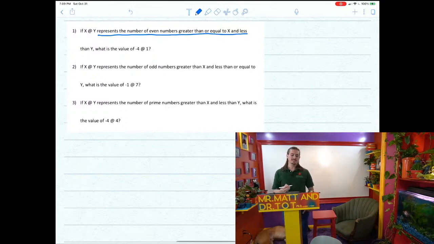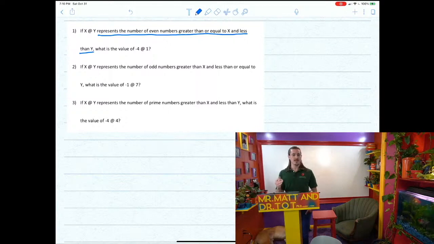So what this means is that when they take two numbers and they put at sign in the middle of them, they no longer represent those values. They represent the number of even numbers greater than or equal to the value on the left, x, and less than the value on the right, y. Notice that it's greater than or equal to x, but only less than y, not less than or equal to. So it's inclusive to the lower bound of x. It's exclusive to the upper bound of y.